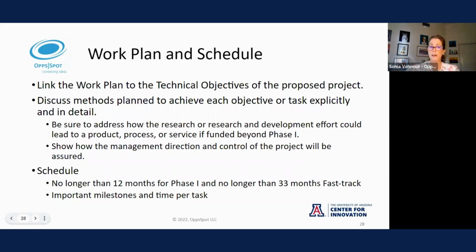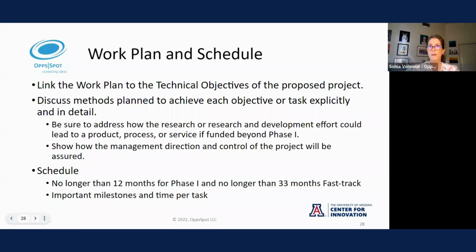Make sure you bulletize the important milestones for each of your tasks. One thing I wanted to say here about the 12 months for phase 1: if you do more than 9 months for your phase 1, the phase 2 proposal is probably going to be due before 12 months. So you could submit a phase 2 proposal, but you probably have not completed your phase 1, and that's okay, but you're going to have to indicate that on your proposal.